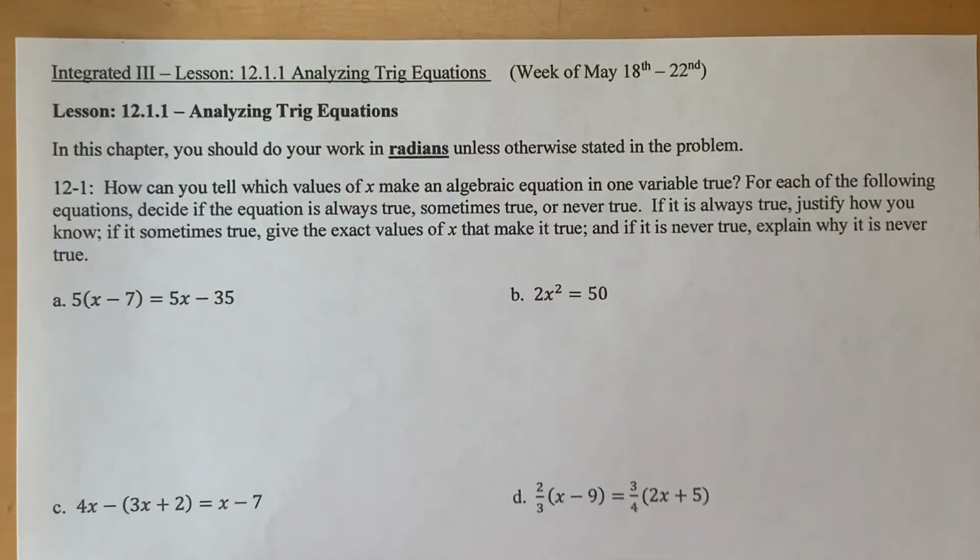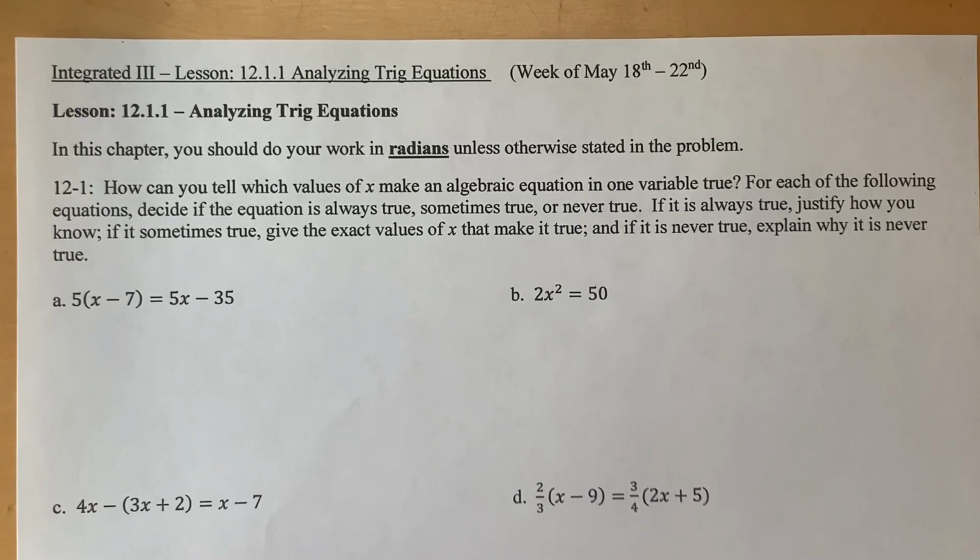Hello, welcome back. Today we are doing lesson 12.1.1, analyzing trig equations. And in this chapter, as it says right over there, you should do your work in radians unless the problem tells you otherwise. So, for 12-1, how can you tell which values of x make an algebraic equation in one variable true?